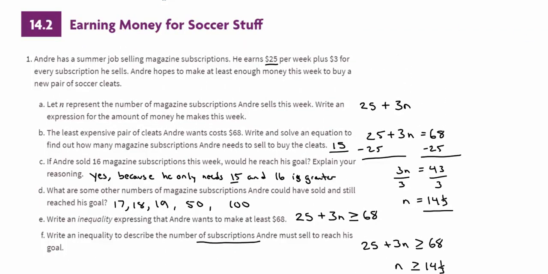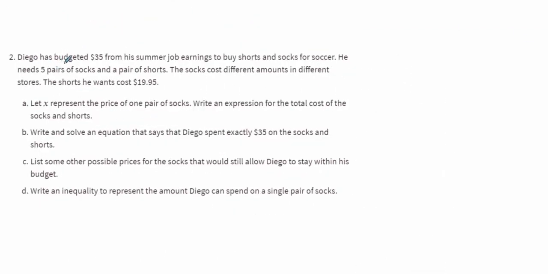Let's look at number 2. Diego has budgeted $35 from his summer job earnings to buy shorts and socks for soccer. He needs 5 pairs of socks and a pair of shorts. The socks cost different amounts in different stores. The shorts he wants cost $19.95. Let X represent the price of 1 pair of socks. Write an expression for the total cost of the socks and the shorts.